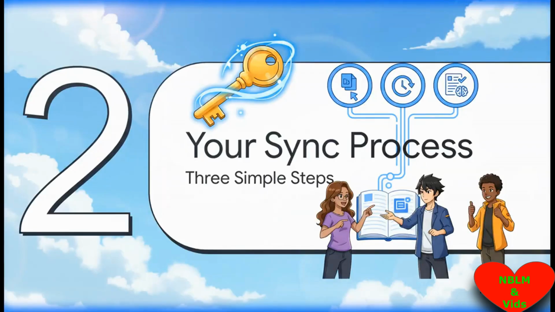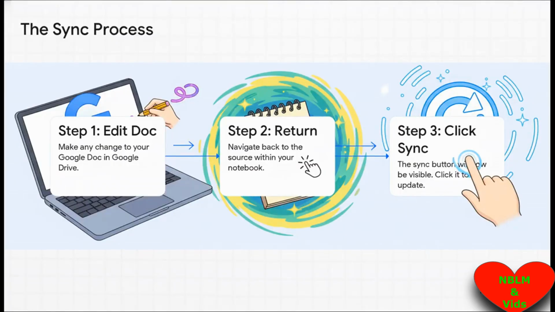All right, now that we know the secret handshake, let's walk through the incredibly easy 3-step process to get everything synced up. Here we go. Step 1, just pop over to your Google Doc and make any kind of edit. Seriously, add a space, fix a typo, it doesn't matter what. Step 2, head back into your notebook and select that source file. And finally, step 3, the sync button will be waiting for you. Just click it and you're golden.